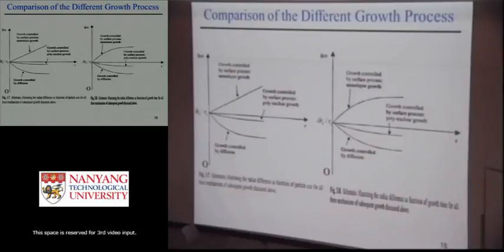Think about it. You have to make the diffusion become slower. You have to make the diffusion become the slowest step, then the growth will become diffusion control, right? Based on the definition we just mentioned, if the step is the slowest one, that will become the controlling step. That will make this one become diffusion control.